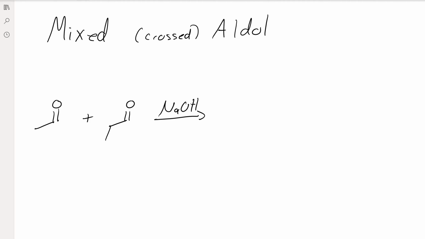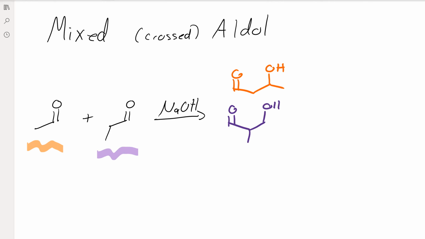And so this generally doesn't work out so well because you're going to have mixtures of things forming, right? So you've got this one and then you've got this one, right? Maybe the orange one turns into the enolate and then attacks itself. That's what you would get right there. Or maybe the one in purple turns into the enolate and then it attacks itself. That's the product you would get there.